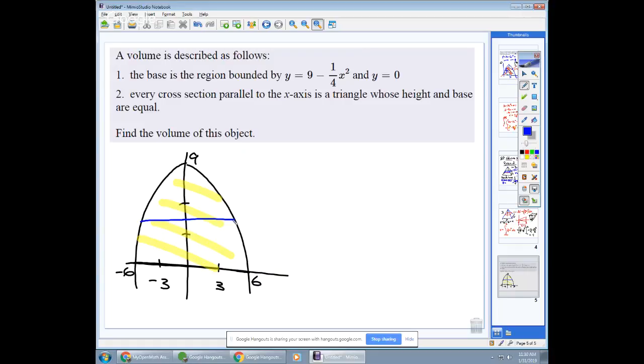And then coming straight out of the paper or the screen is a triangle. The triangle has the same height as it does base. Now I'm going to attempt to draw a 3D picture of this.